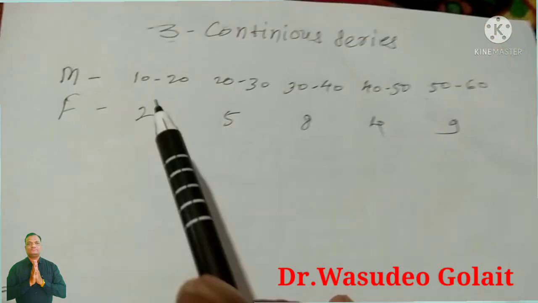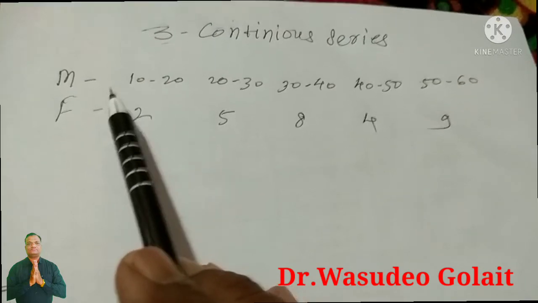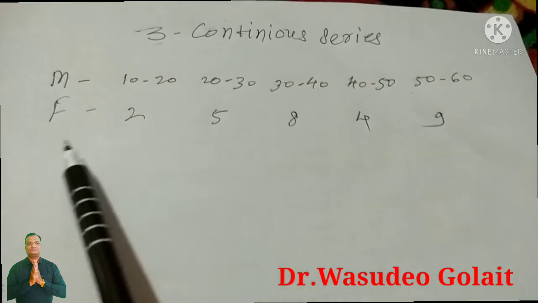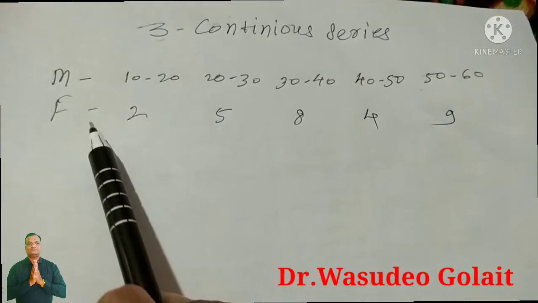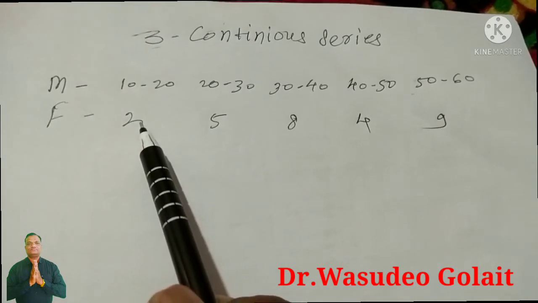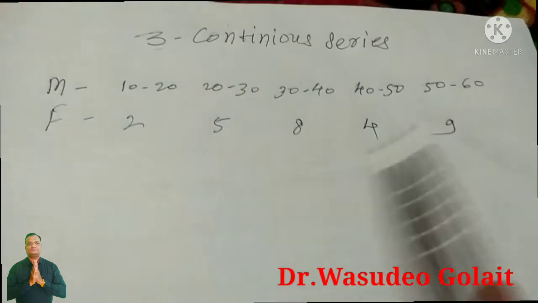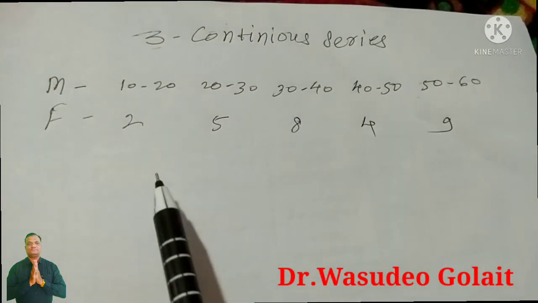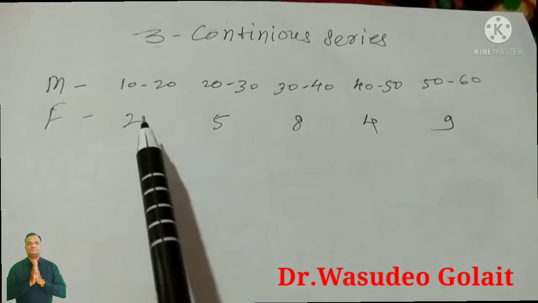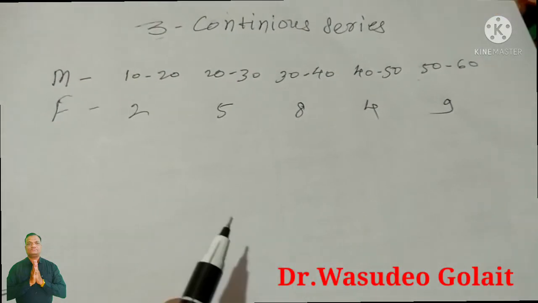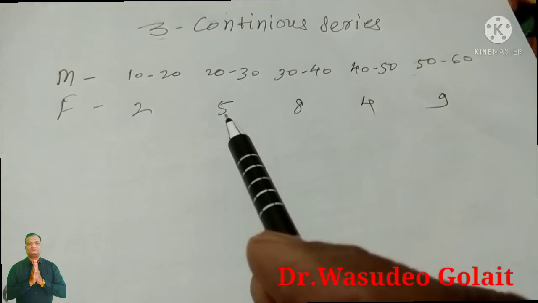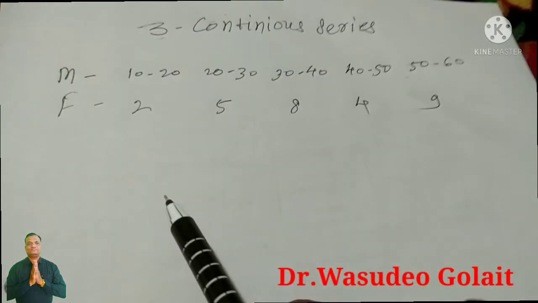So look here, the M series is given in groups, and beside that there is also given the F series. Such types of M series and F series examples are called continuous series. So we have to find out the mean from this continuous series. So how should we calculate? We have to see here.